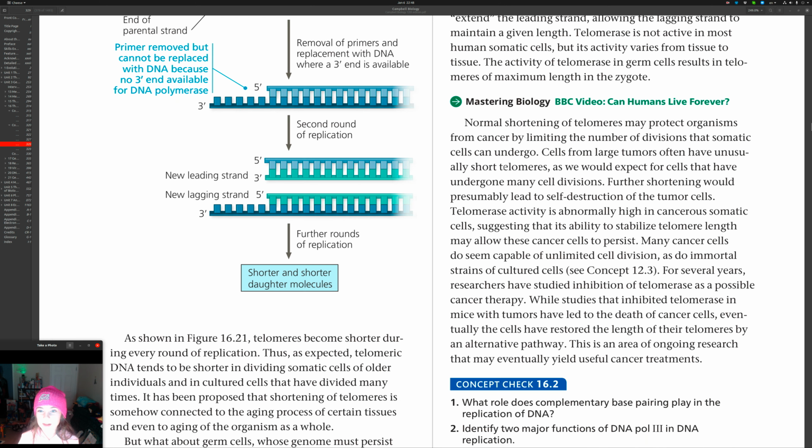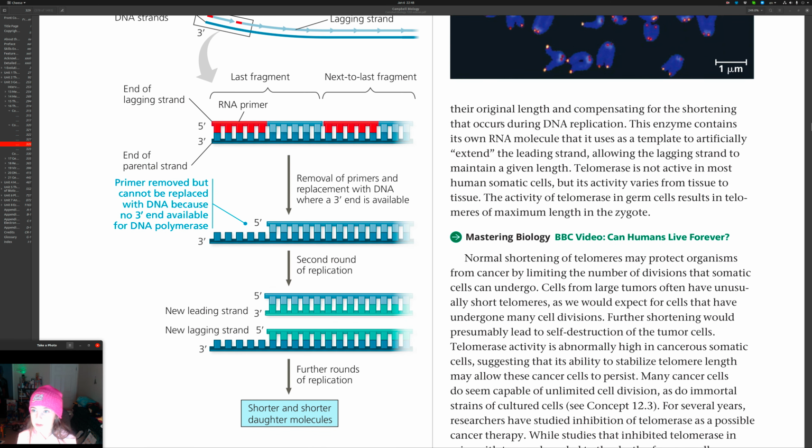These cells have undergone many cell divisions. What happens is that telomerase contains an RNA molecule, a functional RNA, so it doesn't get translated, and it uses this template to extend the leading strand, preventing the shortening. And then it allows the lagging strand to maintain a given length. We have this enzyme called telomerase that does that, which helps the telomeres.